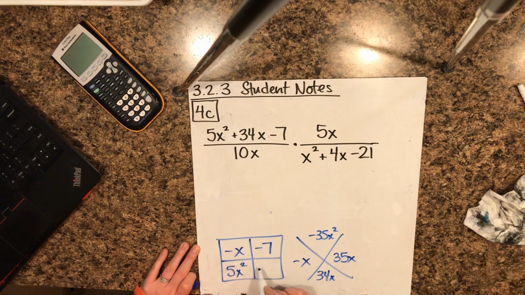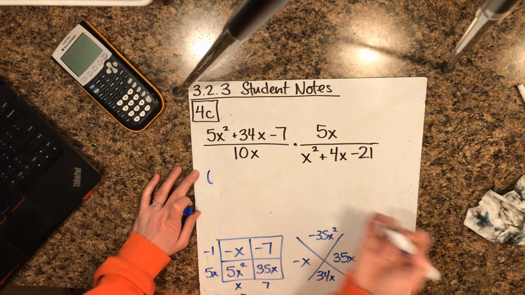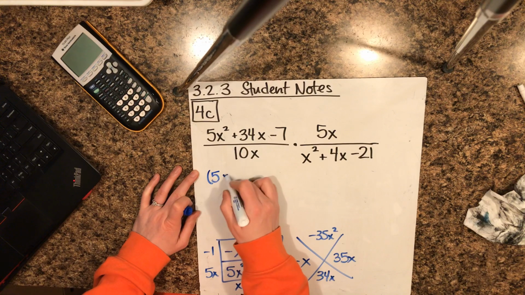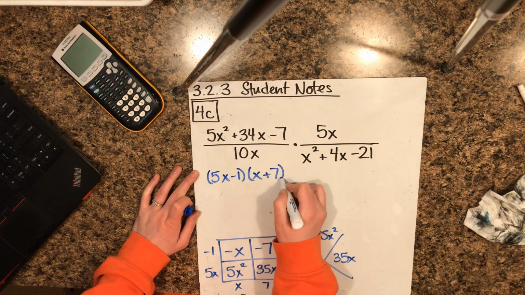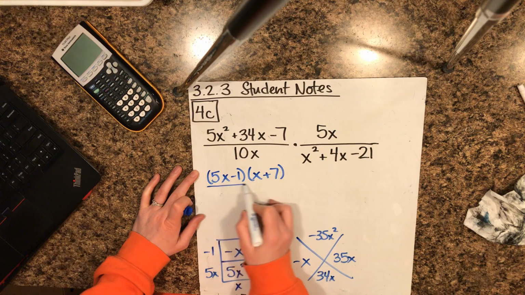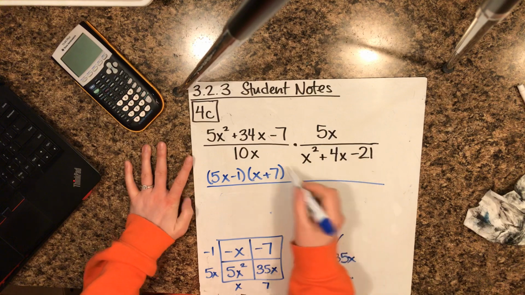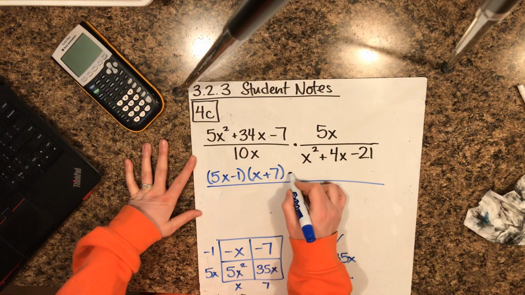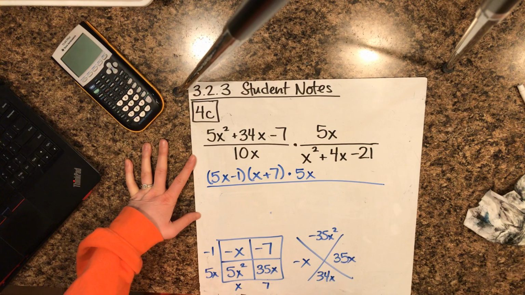Negative x and positive 35x, and as I factor 5x and x, negative 1 and 7, so the top becomes 5x minus 1 times x plus 7. When I multiply, really what happens is this becomes one gigantic fraction bar, and these things, once factored, just all become part of the numerator. So I'm just putting times 5x at the top.